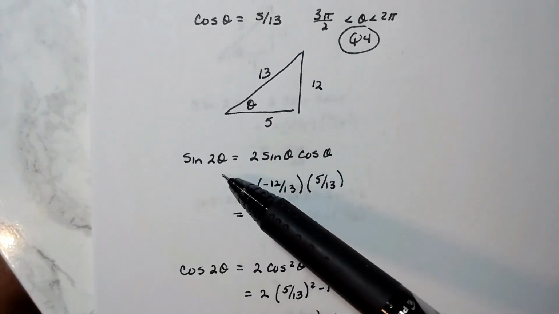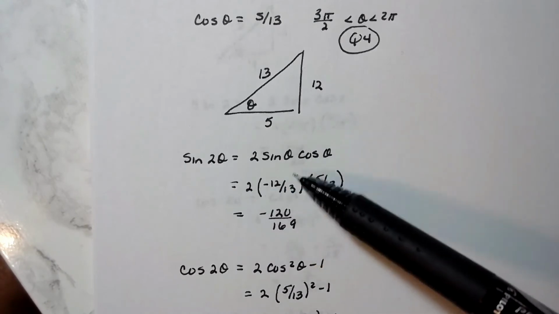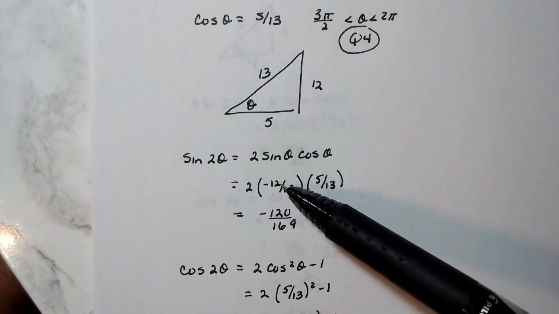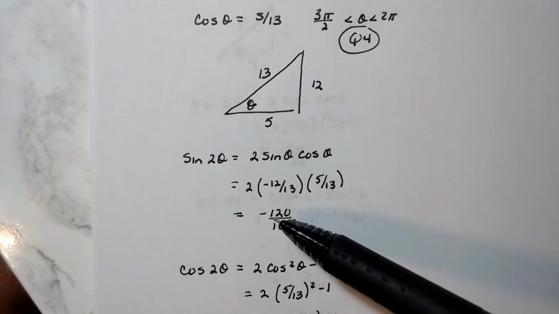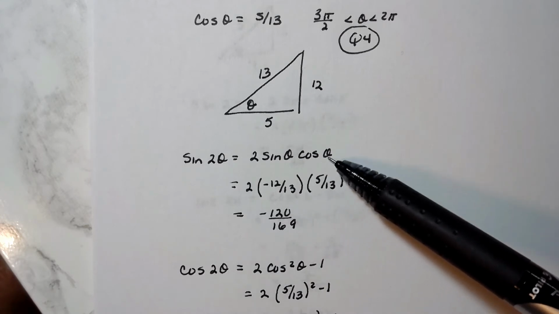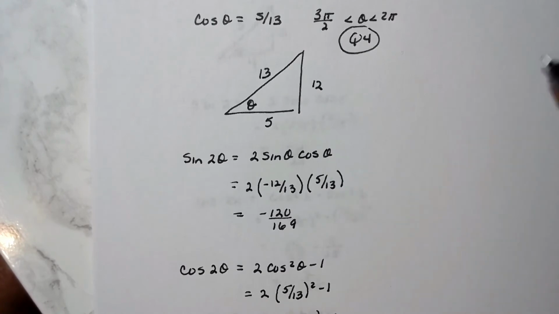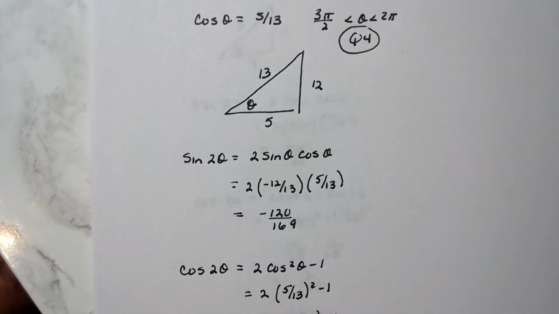So the sine of 2 theta I know is 2 sine theta cosine theta, which is 2. Now if I look at my triangle, the sine is the opposite over the hypotenuse, so I put it in there. But you notice I have a negative because it's quadrant 4, and the sine is negative in quadrant 4. Times the cosine of this angle. Well, the cosine was given as 5/13, so I just popped that in there. And now it's just a matter of some multiplication, and sometimes you're going to have to simplify, sometimes not. In this case, you don't have to.